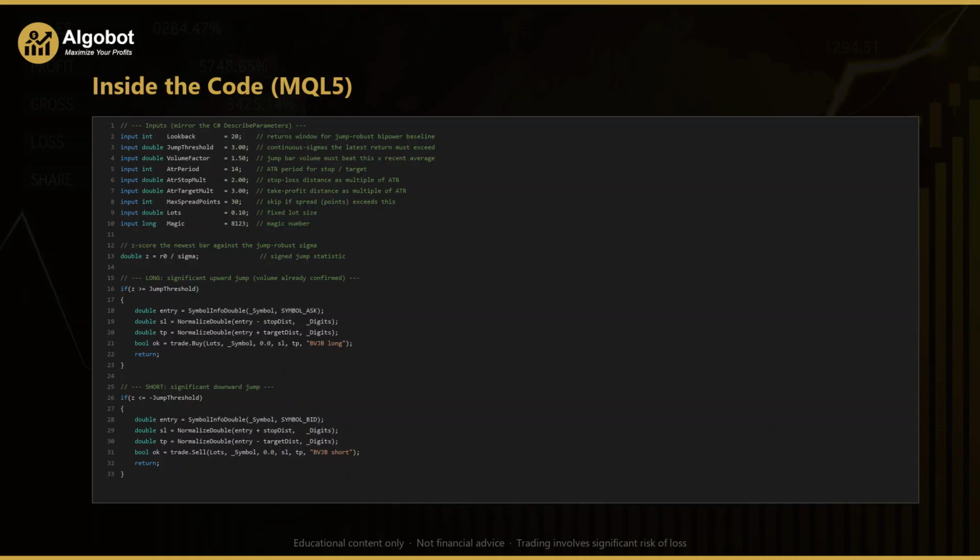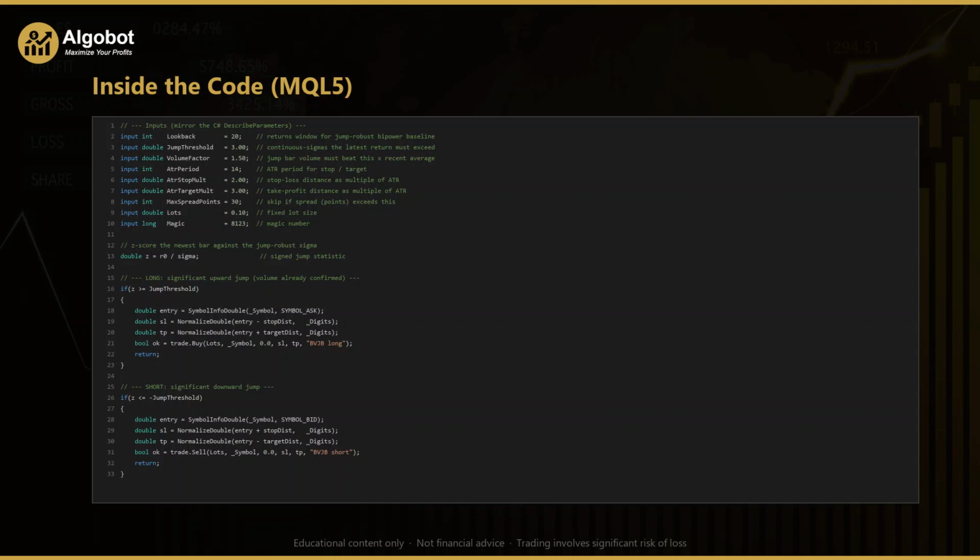Let's look at the actual MetaTrader code driving this. At the top are the input parameters, which mirror the strategy's settings exactly. Lookback sets the window for the jump-robust bipower baseline, defaulting to 20. Jump threshold, at 3, is how many continuous sigmas the latest return must exceed to count as a jump. Volume factor, at 1.5, is the volume confirmation multiple. The ATR period, stop multiple, and target multiple control the average true range stop and target, and there's a maximum spread gate, a fixed lot size, and a magic number.